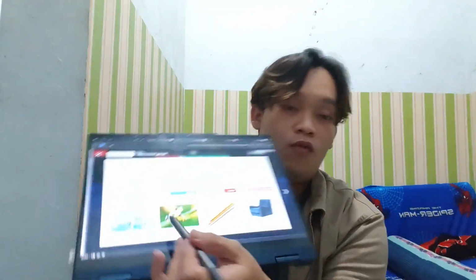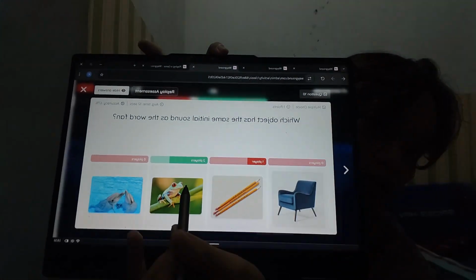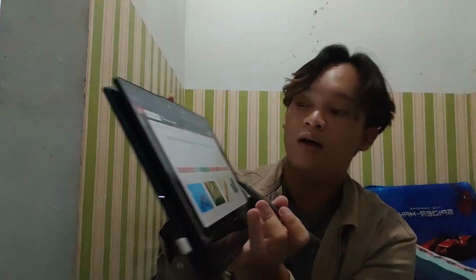All of the students choose frog, to the similar initial sound as the word fan. Okay, fan in Indonesian means kipas angin. Okay, good job. And the next question is this one.